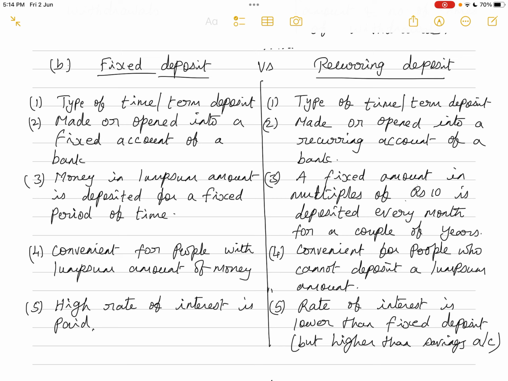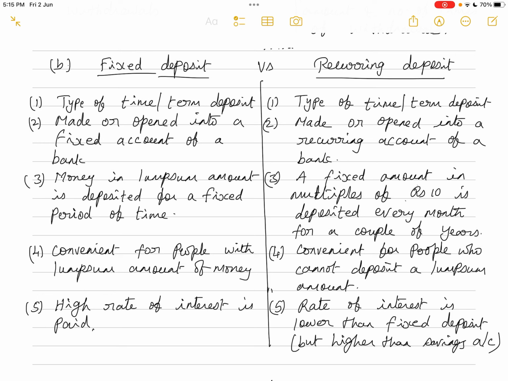Periodically every month he keeps on depositing a certain amount towards this account. The only condition is that the amount deposited towards the recurring account should be in multiples of 10. So that is the difference between the fixed deposit and the recurring deposit.